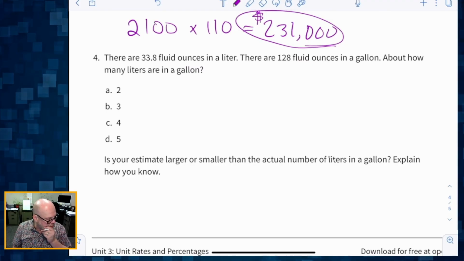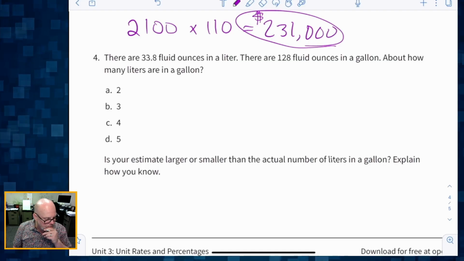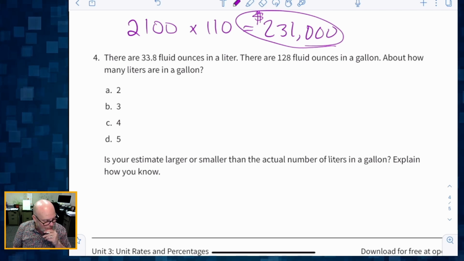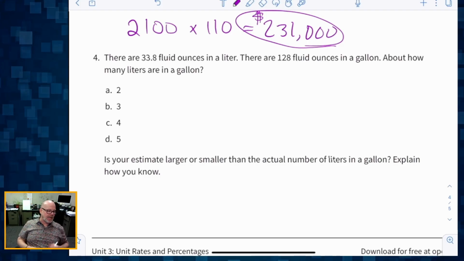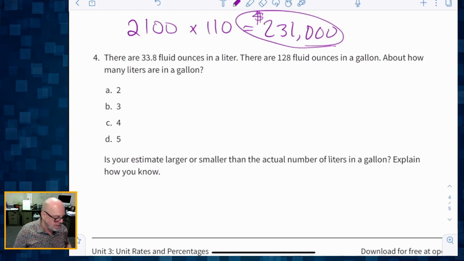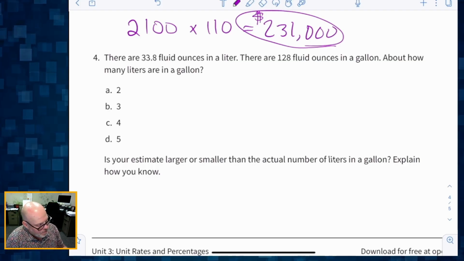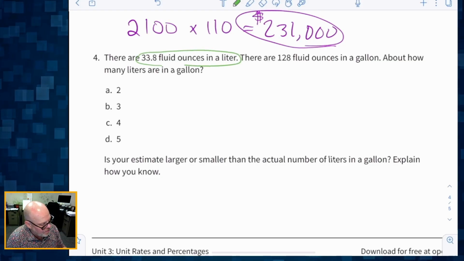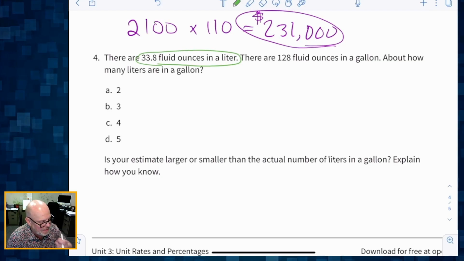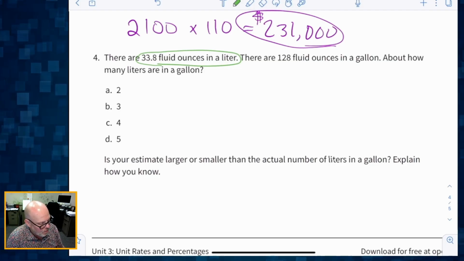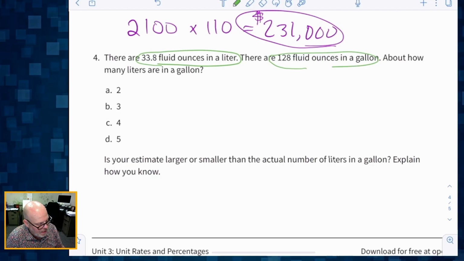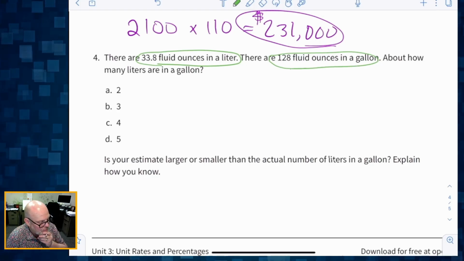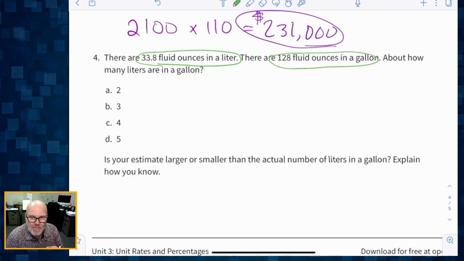All right. Question 4. There's 33.8 fluid ounces in a liter. There's 128 fluid ounces in a gallon. How many liters are in a gallon? My goodness. Okay, so let's see. There are 33.8 fluid ounces in a liter, and there are 128 fluid ounces in a gallon.